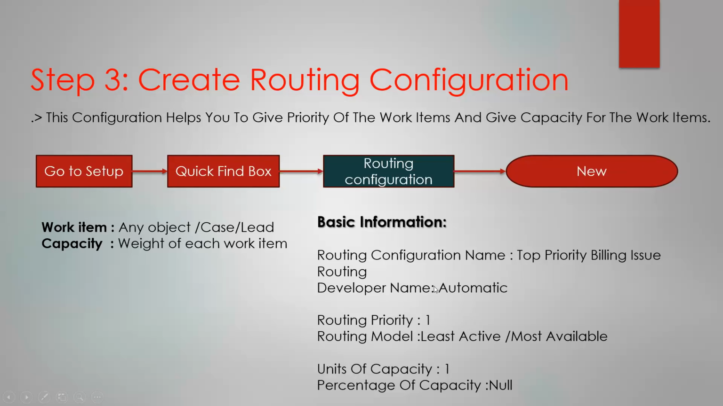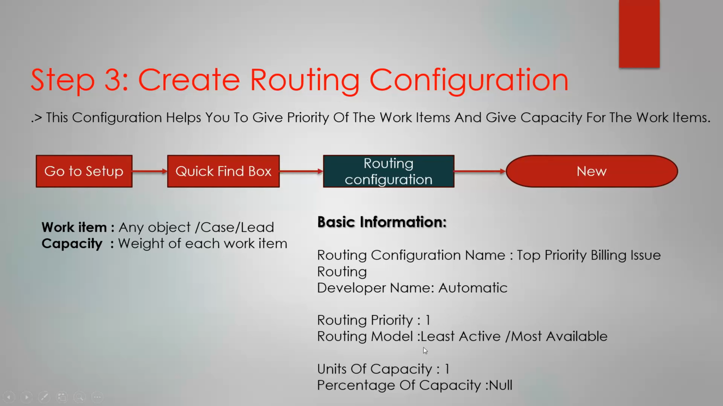Okay. Developer name is like an API name, the same. It will be generated automatically. So here you can see the routing priority. Routing priority means, if you already created a routing configuration, it will be one. If you are going to create another routing configuration, it will be 2, 3, 4. Like that, you have to tell Salesforce this is the priority. Think that the first routing configuration was created last month, so it is previous, and you are creating a new routing configuration, so it will be like 1. The past one will be like 2. Like that, you have to give the routing priority. That is what routing priority means.